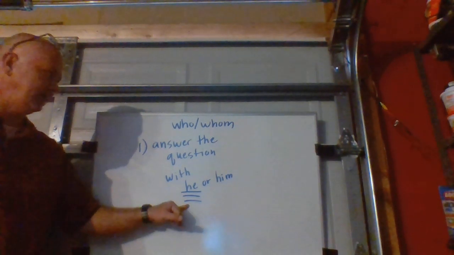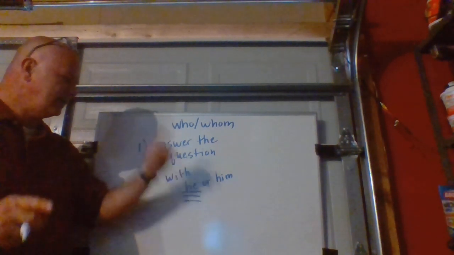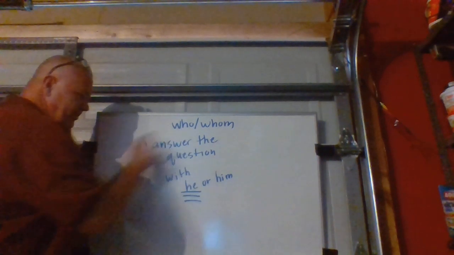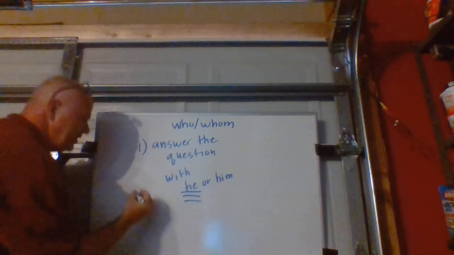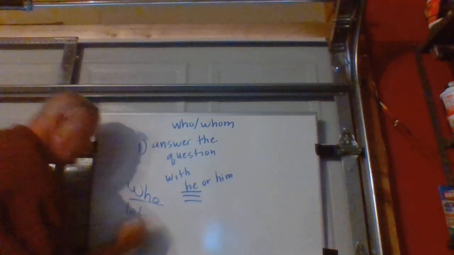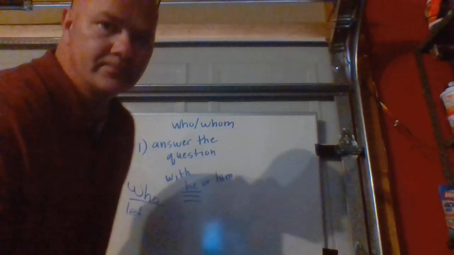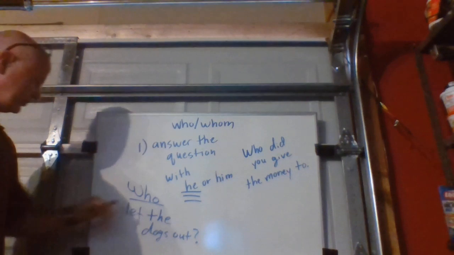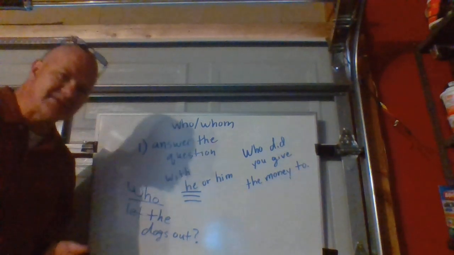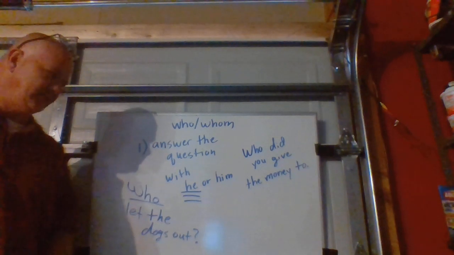So in this situation, notice that he does not end with an E. That means it matches with who. So in that situation, if he said, who let the dogs out, he would be correct. So again, who let the dogs out? And the correct way to ask that question would be, who let the dogs out?